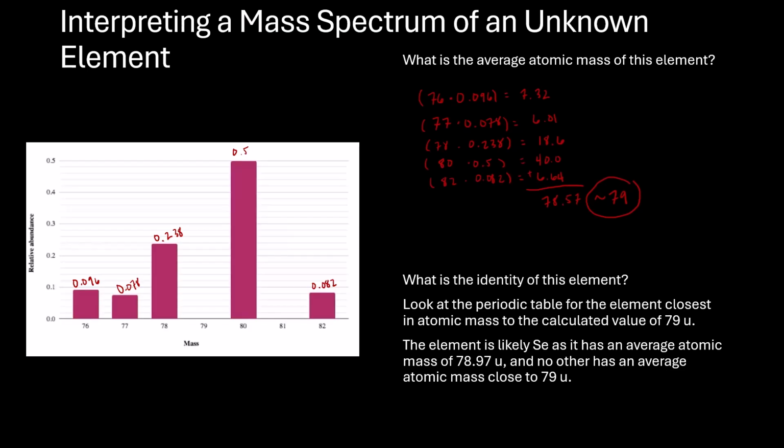No other element on the periodic table has an average atomic mass close enough to 79 that we could definitively say that's what it is. And so that's how you interpret the mass spectra of an unknown element.